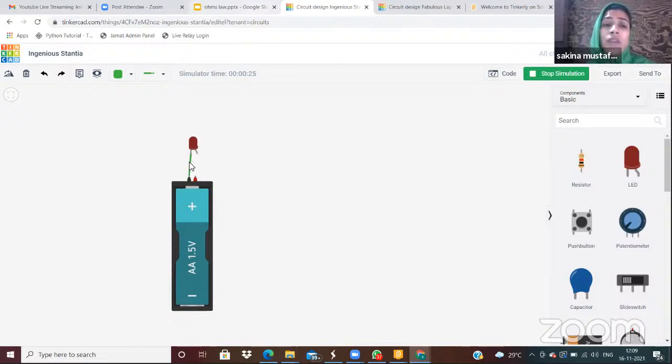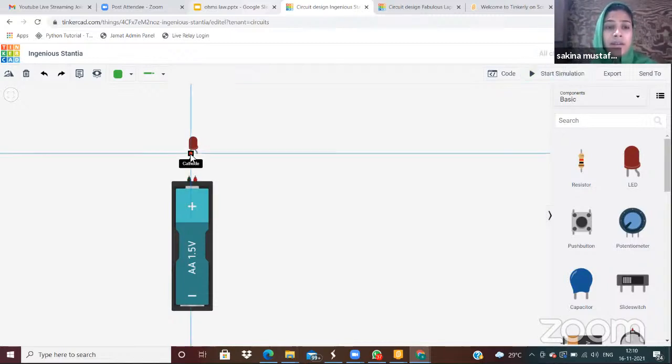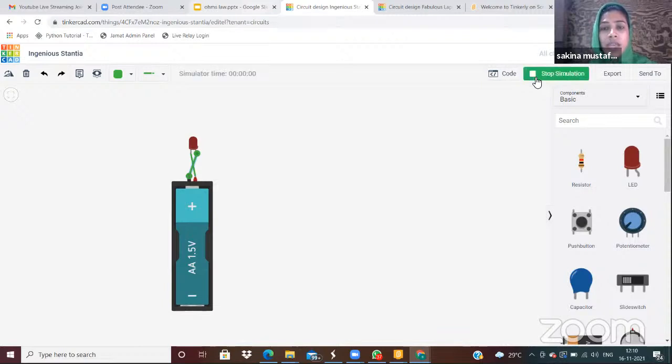Now, what will happen if I just interchange the wires? I will just connect the cathode to the positive terminal and the anode to the negative terminal. And just click on start simulation and check. Still the LED is not blinking. So the connection should also be proper, so that the circuit is proper, where the wire has to be connected. All this should be proper so that the flow of current is there and the LED blinks.